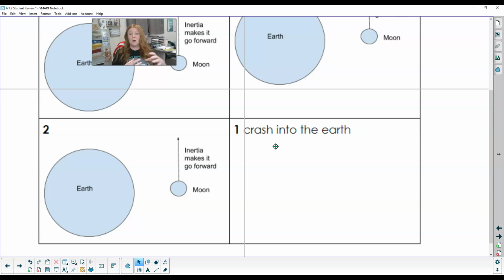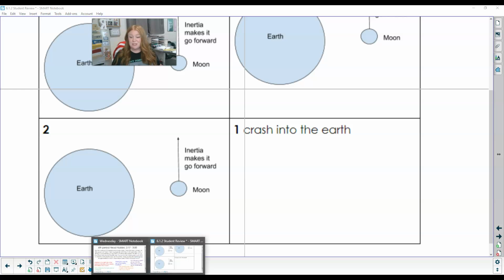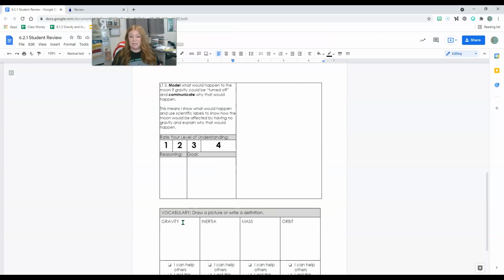So think about all those things we've done as the earth we've practiced. It goes around, we let go, it goes off straight. Inertia makes things go straight. So go ahead and choose the one that was closest to your answer. And then go ahead and give a reason. Why did you pick the one that you did? And then write a goal for the test. What can you do to make sure you get the best grade?